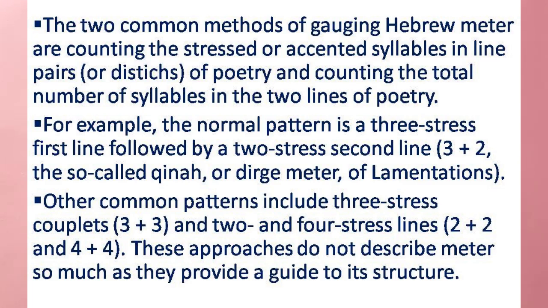Another kind of meter we can observe in some parts of Hebrew poetry is 2 plus 2 and 4 plus 4. That means in the first two lines there will be two stressed syllables each, and in the next two lines there will be four stressed syllables each. These approaches do not describe the meter so much as they provide a guide to its structure. So we are just binding the poetry with a structure. We are not exactly aware of the nature of Hebrew poetry, so this is just a way of understanding it.